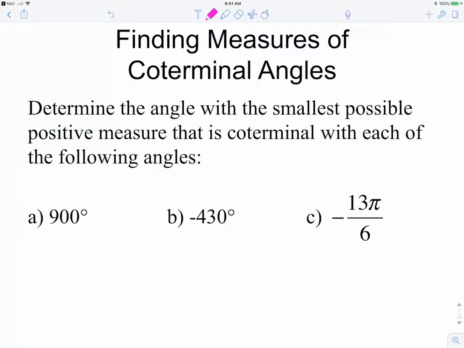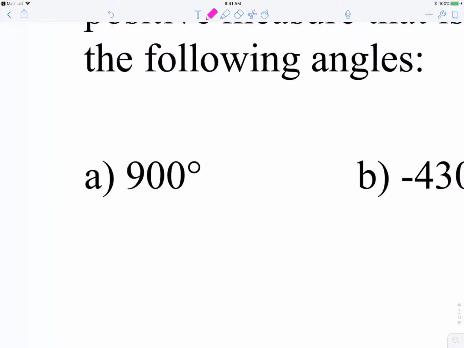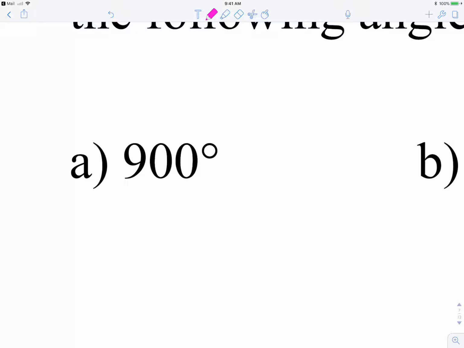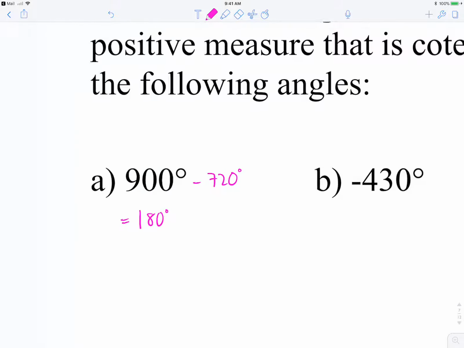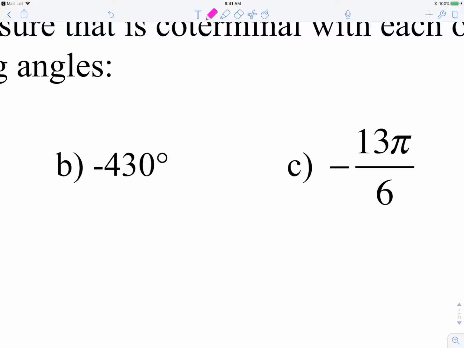Okay, so let's go ahead and find the angle with the smallest possible positive measure that is coterminal with each of these angles. So 900 degrees is more than a single rotation. If I subtracted 360 degrees from 900 degrees, I would still be at an angle larger than 360 degrees. So I'm going to actually subtract 720 degrees, which is 2 times 360 degrees. When we do that, we get 180 degrees. So 180 degrees is coterminal to 900 degrees. All right, negative 430 degrees. We could add 360 degrees, but we'll still be in the negatives. So let's add 720 degrees, and that'll put us, I believe, at 290 degrees. Remember, don't forget your degrees.